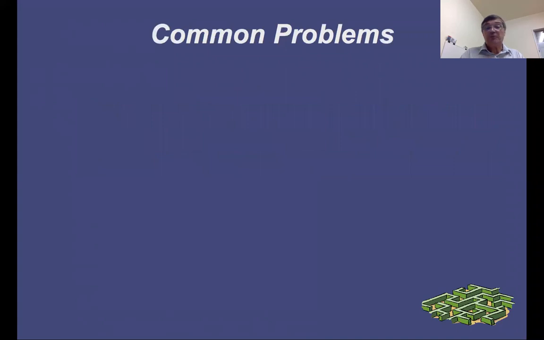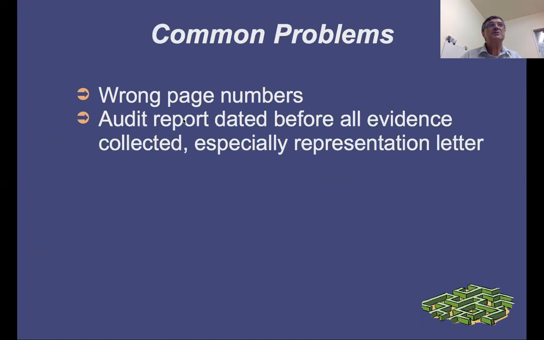Common problems. This is the fun bit. These are things that other people have done wrong. Sometimes, quite often. Wish I had $1 for every time I found wrong page numbers in an audit report. Now, this is often because the client has changed the page numbers from last year, but the auditor hasn't noticed. Sometimes it defies explanation.